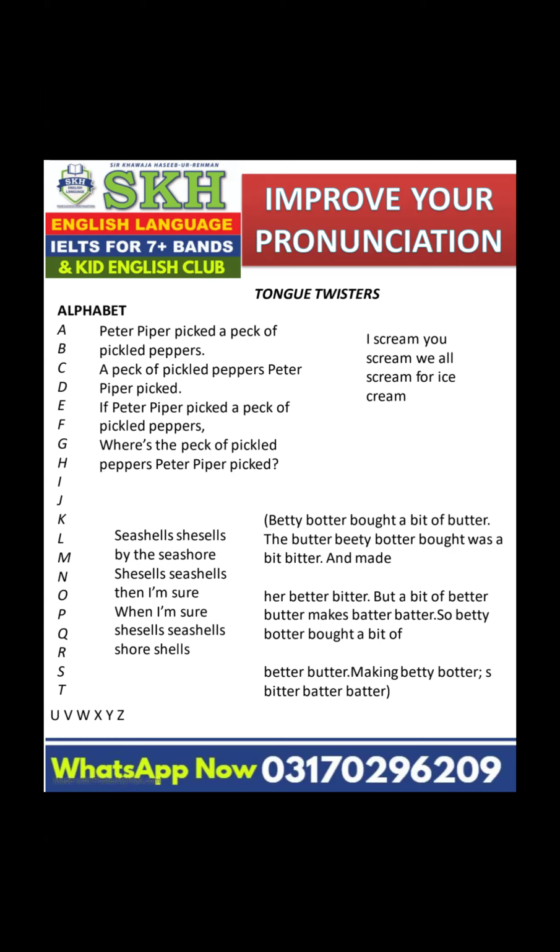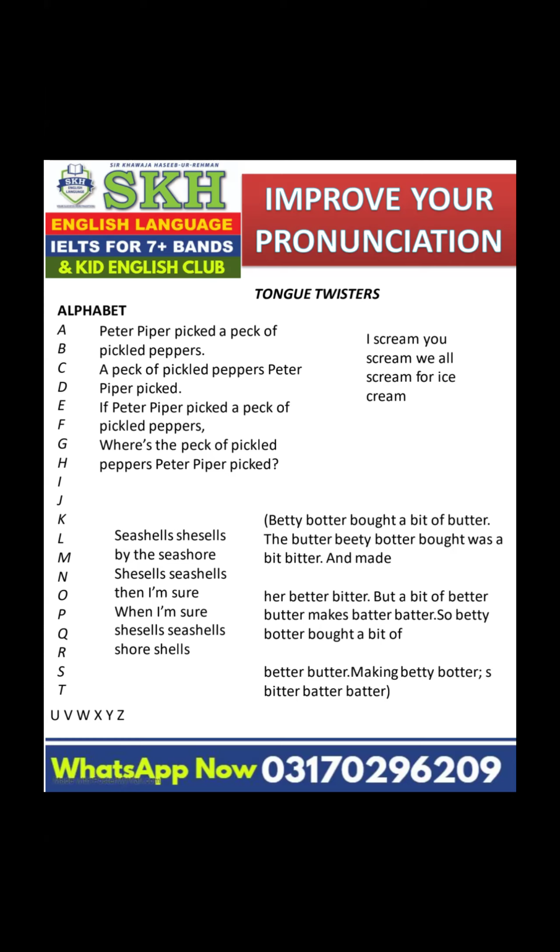Seashells, she sells seashells by the seashore. She sells seashells, shore shells. Betty Butter bought a bit of butter. The butter Betty Butter bought was a bit bitter and made her better, but a bit of better butter makes better. So Betty Butter bought a bit of better butter, making Betty Butter's bitter butter better.